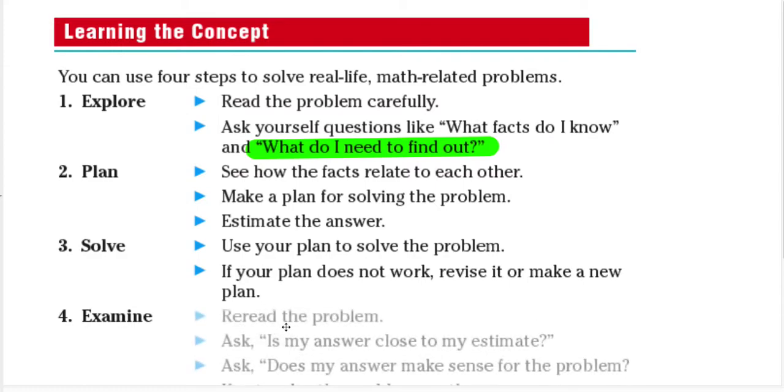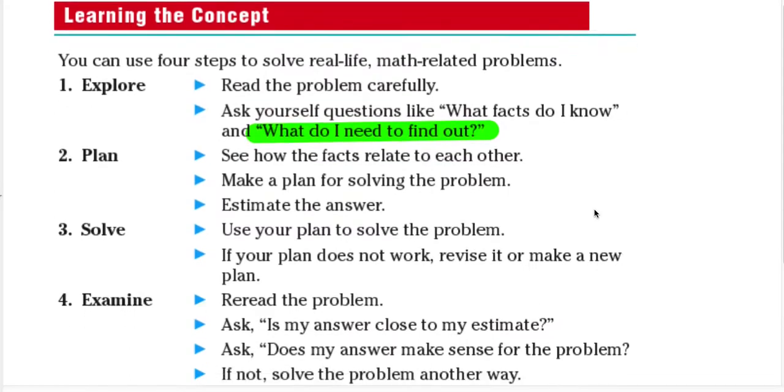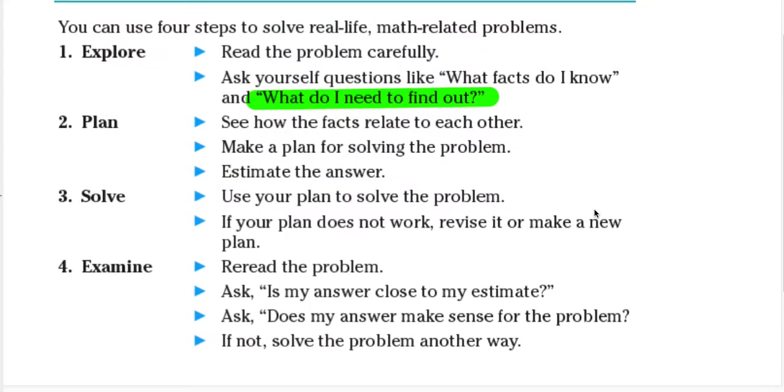And the examine part of the four-step plan is just checking to see if your answer is correct or not. We simply reread the problem and ask ourselves, is my answer close to my estimate? Does my answer make sense? And if not, solve the problem in another way. So those are the 4 steps in trying to solve word problems, specifically math-related problems.